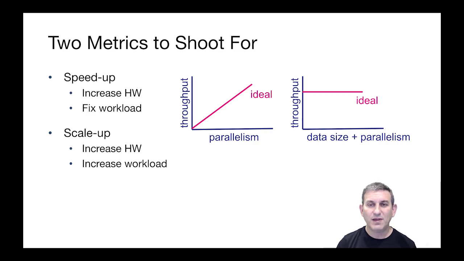So for scale up, the ideal here is to have a flat curve where as you increase the size of the problem, the throughput remains the same. And so sometimes you want to shoot for one, sometimes you want to shoot for the other. In general, with databases and parallelism, we'll see if we can do both. And oftentimes we can do pretty well with linear speed up and scale up.